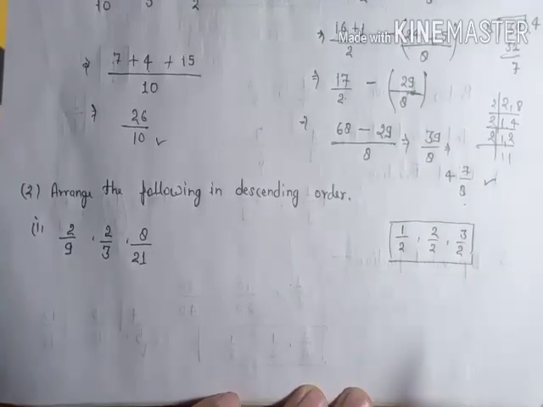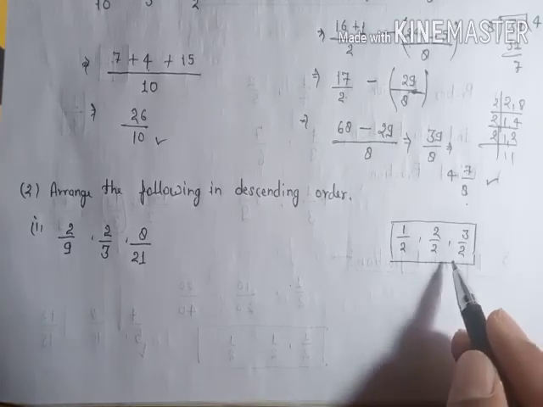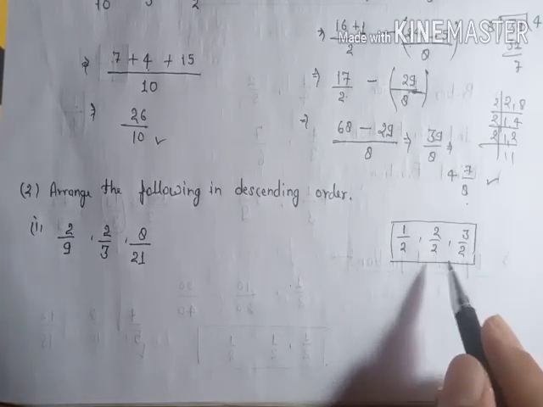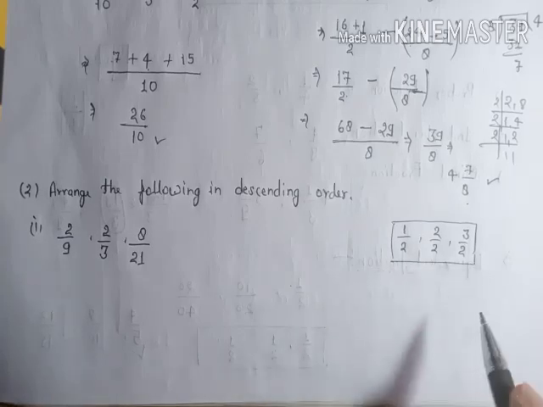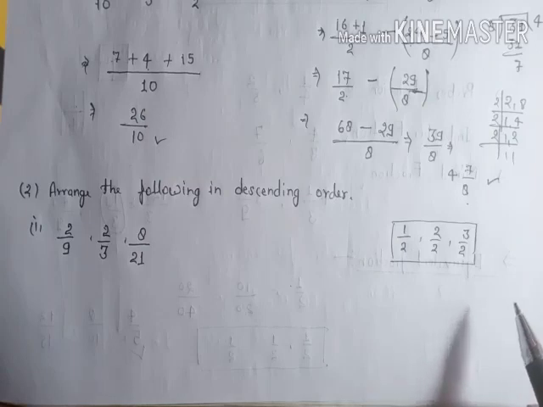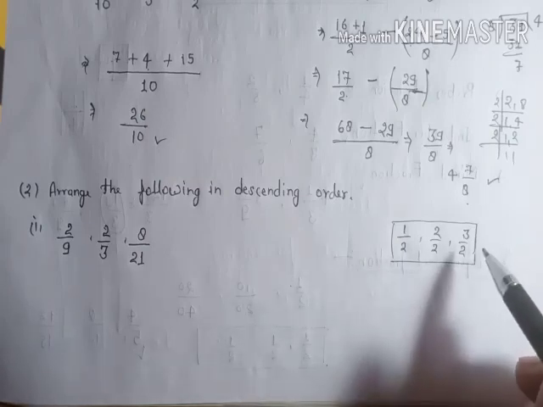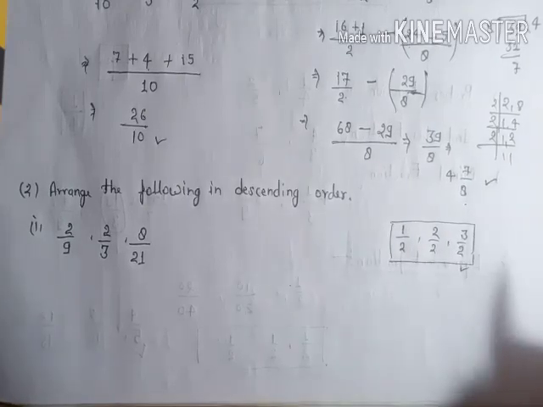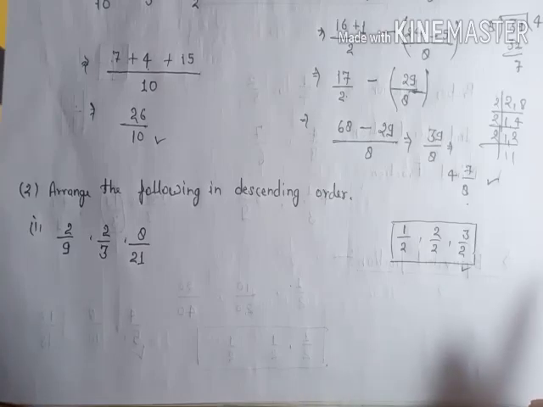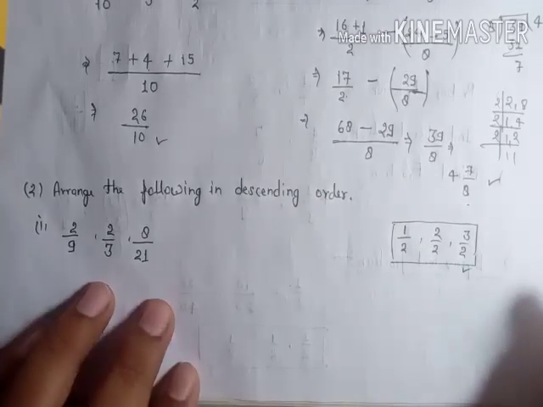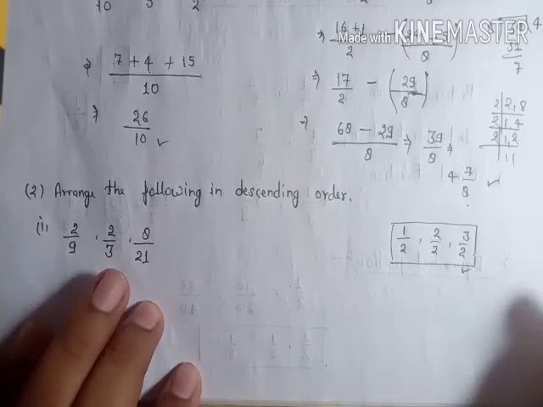If you have 3 fractions and the denominators of all the fractions are equal, you can see this is 2, 2 and 2, then the fraction which has the highest value of numerator is the greatest fraction. And here you can see 3 upon 2 is the greatest fraction. So simply we will arrange them in descending order after making LCM, after making their denominators equal.